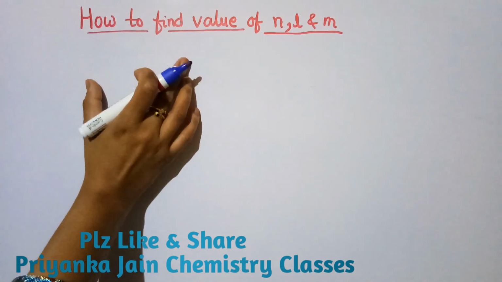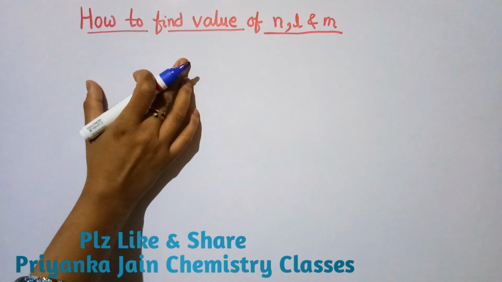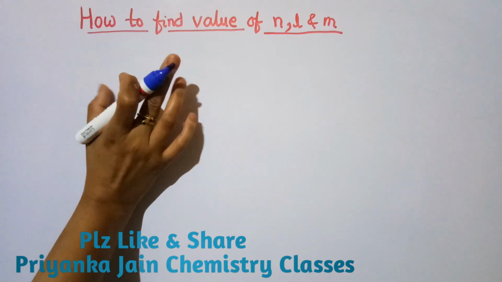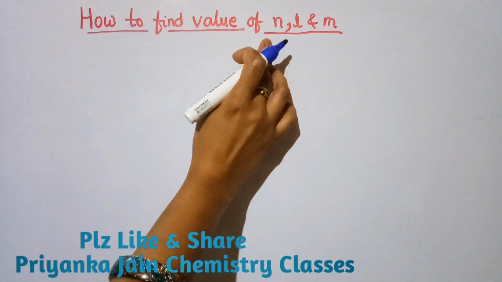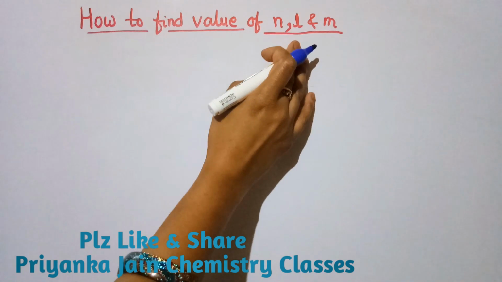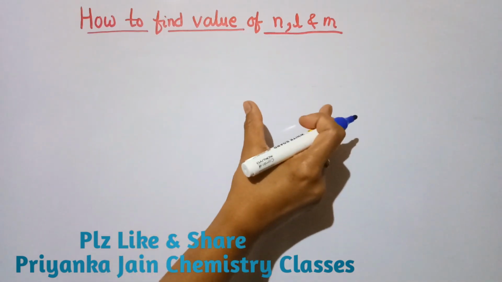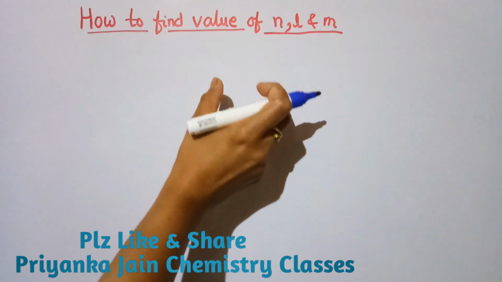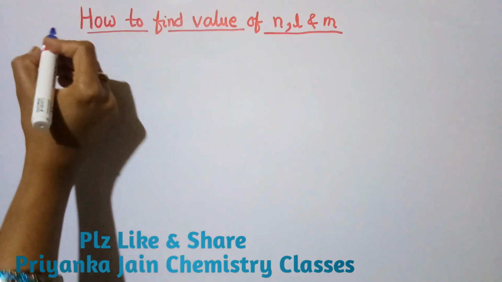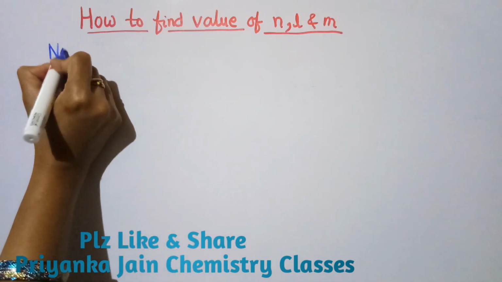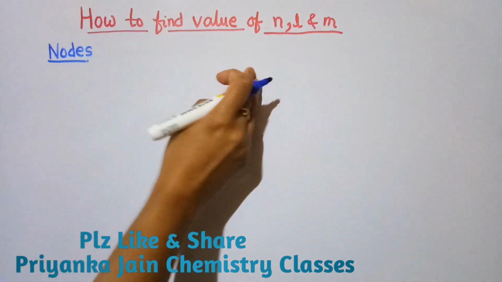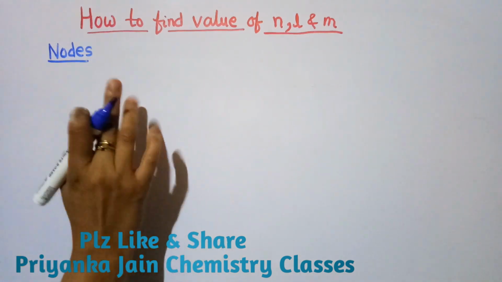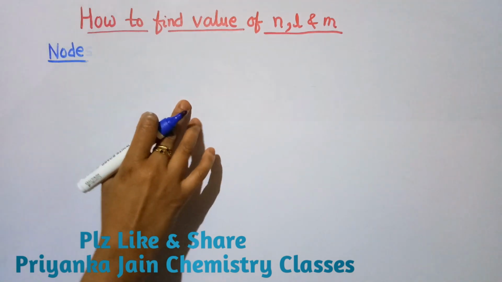Before that we have to see one more important thing: the angular nodes and the radial nodes. One question may be asked about the radial nodes or angular nodes. If you know the value of n and l, then you can easily find the number of radial nodes and angular nodes. So first understand what nodes are, because first we are seeing this topic, then we will see the tricks, and then finally we will solve all the problems based on this topic.